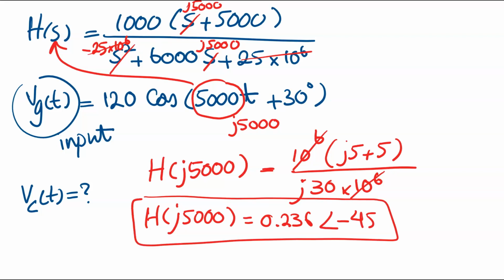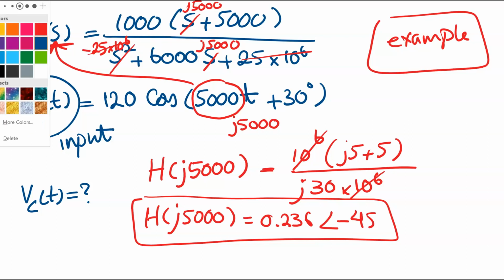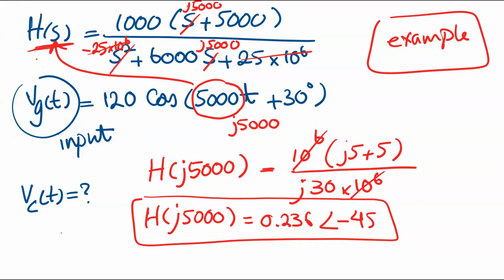The first step, let me write that this is an example, is that you have to plug the frequency of your input into your transfer function, and what you're going to have at the end is a complex number. The next step is that you have to use the phasor of your input. What is the phasor of the input? Your input phasor is 120 with an angle of 30.